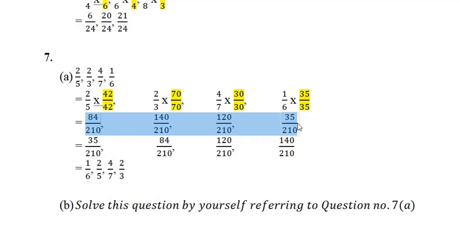Okay, but if it is to be in the descending order, then it would be first 140, then 120, then 84, and then 35. Okay, so once the denominators are same, you just have to arrange it in a proper way. Okay, referring to the numerator. Okay, it will be now 35, then it will be now 84, it will be now 120, then 140. Okay, but this is not the answer.